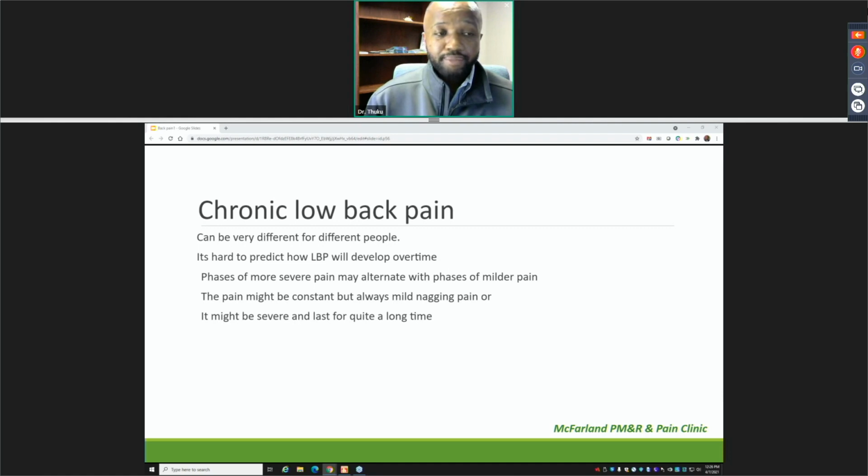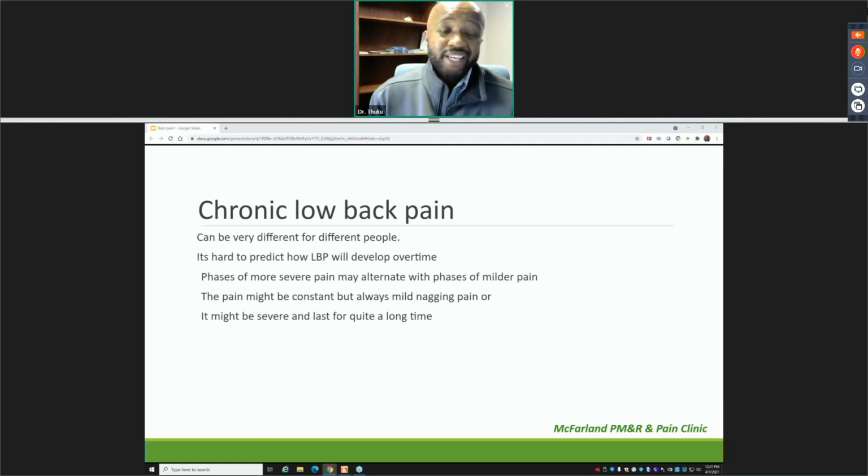Then chronic back pain. And this one can be very different for different people. It has a wide spectrum of presentation in terms of duration and severity of symptoms. And now, when you have such a wide spectrum, that also means you might have a wide spectrum in terms of treatment too. And we'll learn about treatment later.